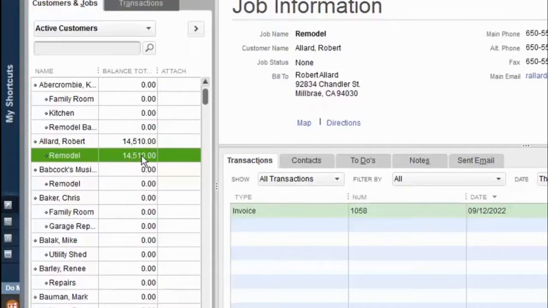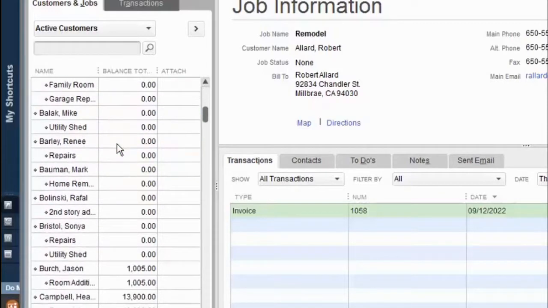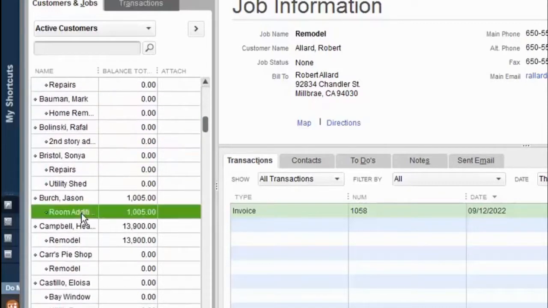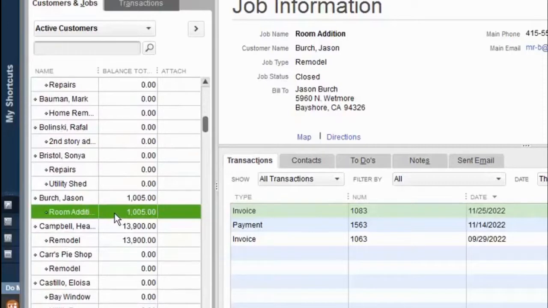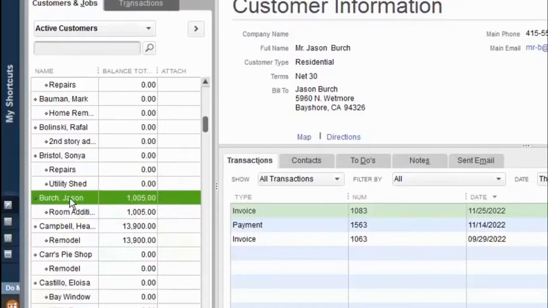The balance on the remodel job is $14,510. However, if he had other jobs underneath that, it would still follow up into Robert Allard itself with a total of $14,510. Another example is Jason Birch. He has a room addition of $1,005, and therefore everything that he owes specifically is $1,005.